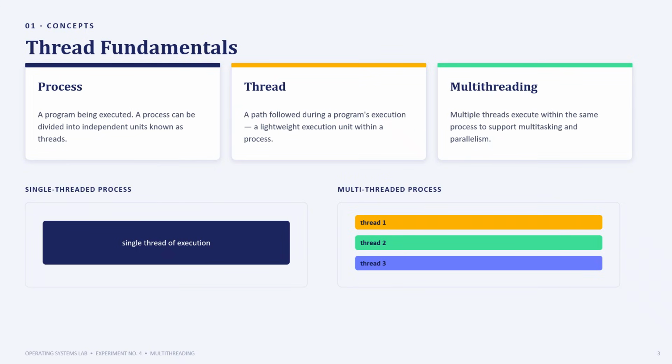Multi-threading means many threads are running inside the same process at the same time to do multitasking. This gives us parallelism. Now see this diagram. On the left hand side we have a single threaded process. Here only one thread is doing all the work, one after another. On the other side we have a multi-threaded process. Here thread 1, thread 2, and thread 3 all are working together inside the same process. This is the real advantage of multi-threading.